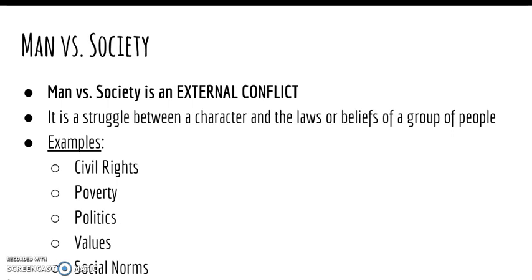Man versus society. Man versus society is an external conflict. It is a struggle between a character and the laws or beliefs of a group of people. A good example is Martin Luther King Jr. and the Civil Rights Movement. Another example is poverty, politics, values, and social norms. It's when you go against what the majority believes in.